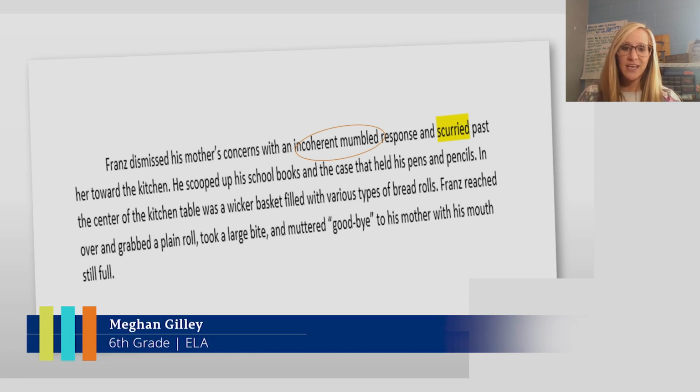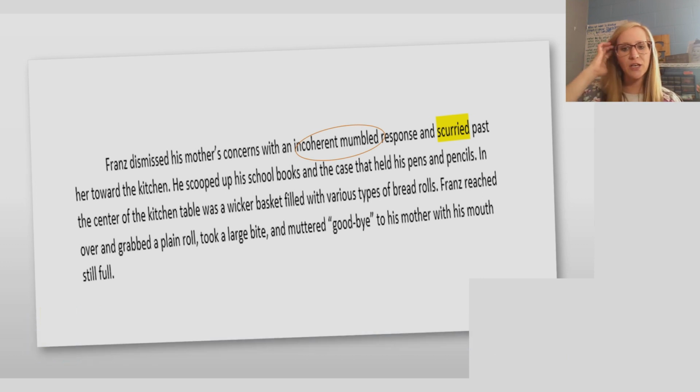Let's continue on. Again, Franz dismissed his mother's concerns with an incoherent, mumbled response and scurried past her toward the kitchen. He scooped up his school books and the case that held his pens and pencils. In the center of the kitchen table was a wicker basket filled with various types of bread rolls. Franz reached over and grabbed a plain roll, took a large bite, and muttered goodbye to his mother with his mouth still full.